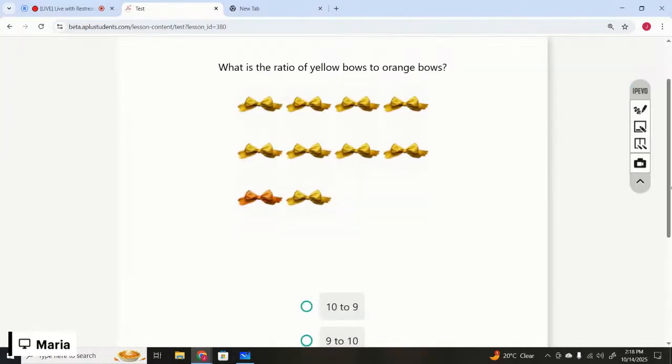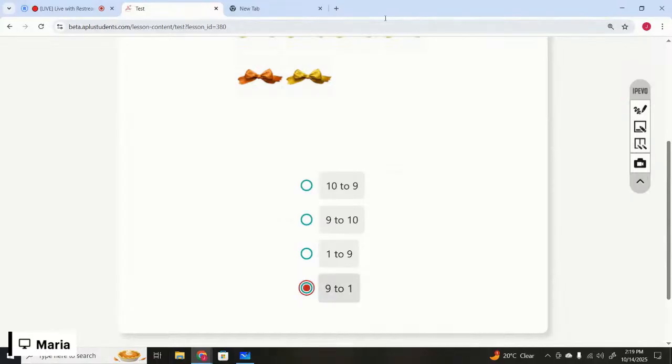What is the ratio of the yellow bows to orange bows? Nine to 1. Option number 4 is the correct option.